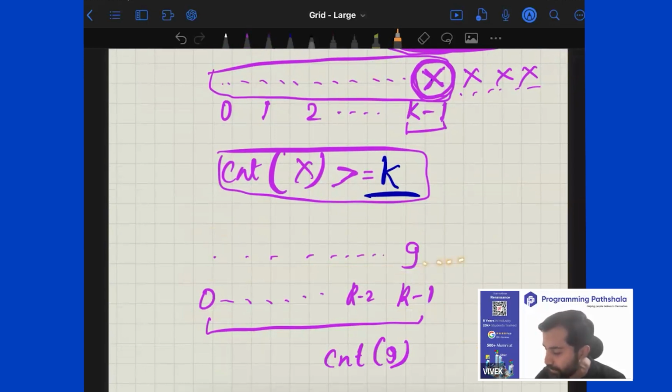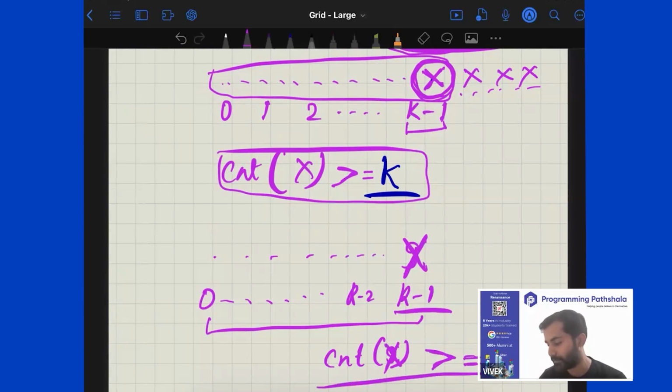But if this 9 is further repeated, which is possible, then this count can even be greater than that. So it is guaranteed that count of 9 will be greater than or equal to k. And this is what I am generalizing. If x is your kth smallest element, then it would be appearing at index k minus 1, so count of x is guaranteed to be greater than or equal to k. Those of you who did not get it in the first go, do you now understand it?